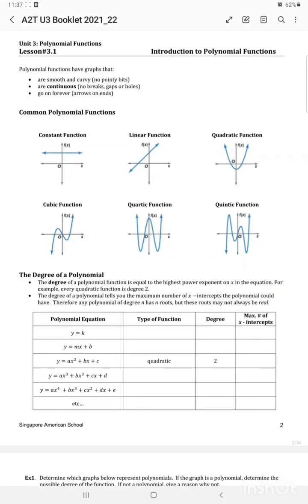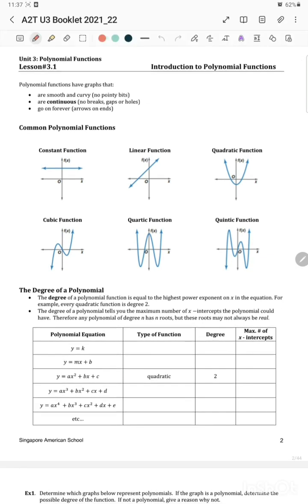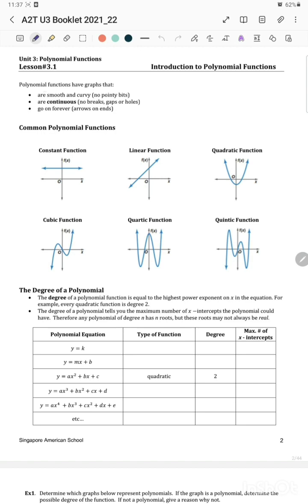Introduction to the polynomial function. So what is a polynomial? Poly means many, nomials means nomial. So polynomial means a nomial with many nomials. So polynomial functions have graphs that are smooth and curvy, that is there are no pointy bits.